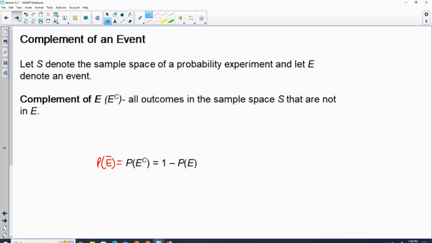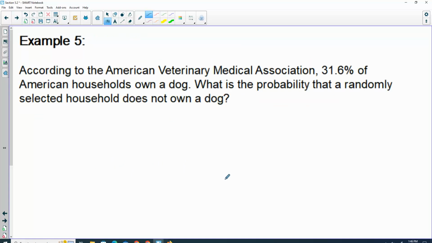Alright, so, for example, according to the American Veterinary Medical Association, 31.6% of American households own a dog. What's the probability that a randomly selected household does not own a dog? Can you be both own a dog and not own a dog? No, they are total opposites. So we just have to do 1 minus 31.6%, which would be 0.316.